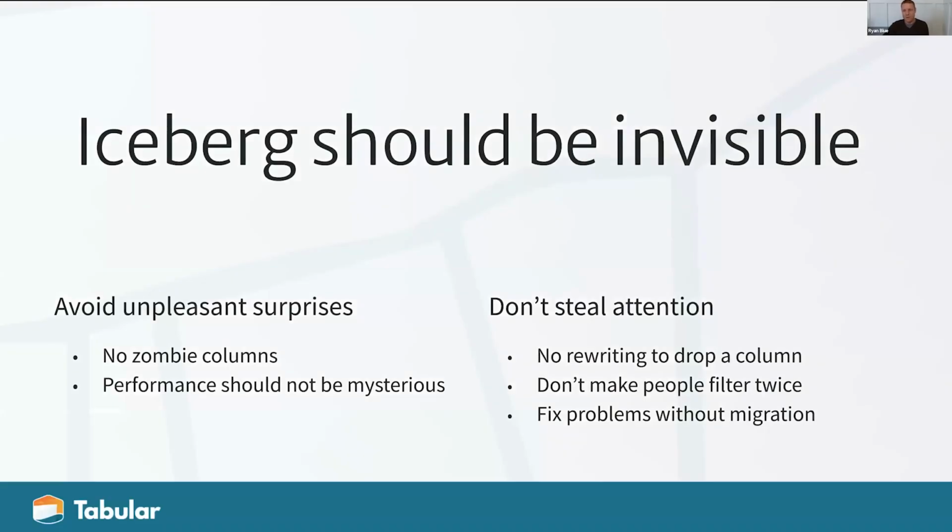And so we sort of have this mantra in Iceberg that Iceberg should be invisible. People day to day should not think about Iceberg at all. It should just function like a table, and you should never really see it. So we want to do that in two ways. We avoid unpleasant surprises. Zombie data columns are definitely an unpleasant surprise that causes you a lot of headache. We also try not to steal attention. So we don't want to have concepts or things underneath the table layer that people need to care about deeply.